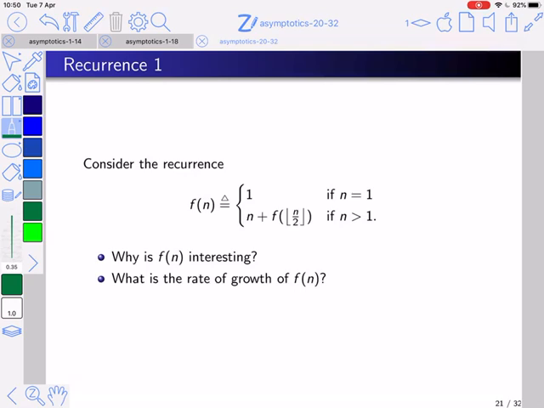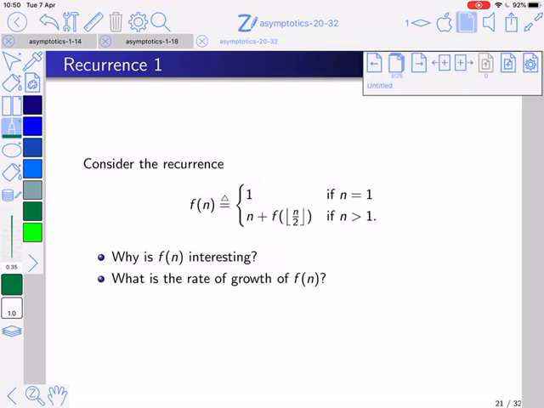Now, you may ask two questions. One question is, why is this recurrence interesting? And the second question is, what is the rate of growth of the function f of n, which is defined recursively? Let's start with the first question. Let's give you some motivation why a function that is defined by such a recurrence is of interest.